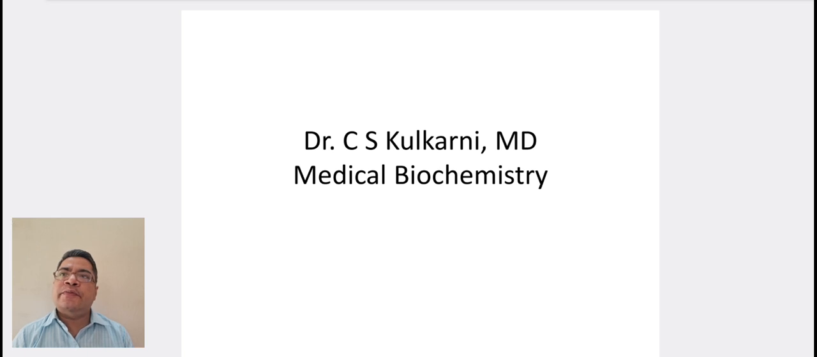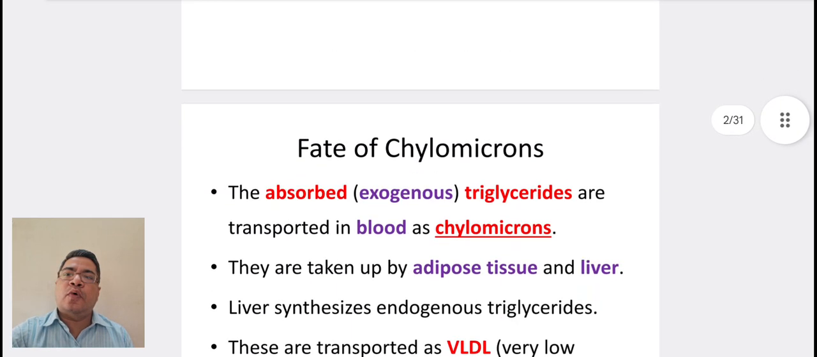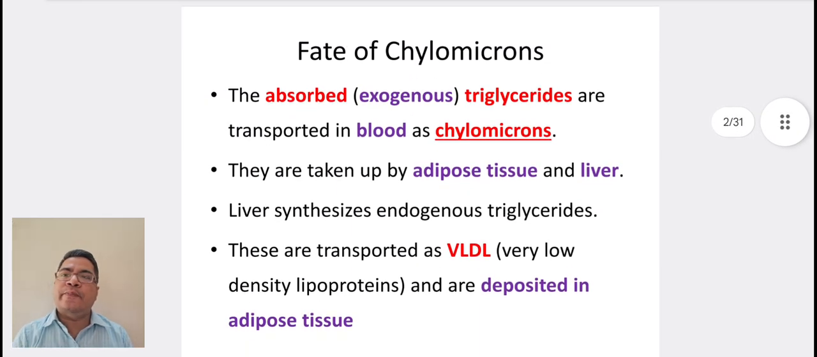In the last session, we ended with abnormalities in absorption of lipids. In today's session, we will start with the fate of chylomicrons, in which free fatty acids are oxidized to get energy. Then we have beta oxidation of fatty acids, in which two carbon atoms of fatty acids are sequentially cleaved. Lastly, we have the role of carnitine as a transporter across the mitochondrial membrane. Good morning everyone. Let us start the topic.